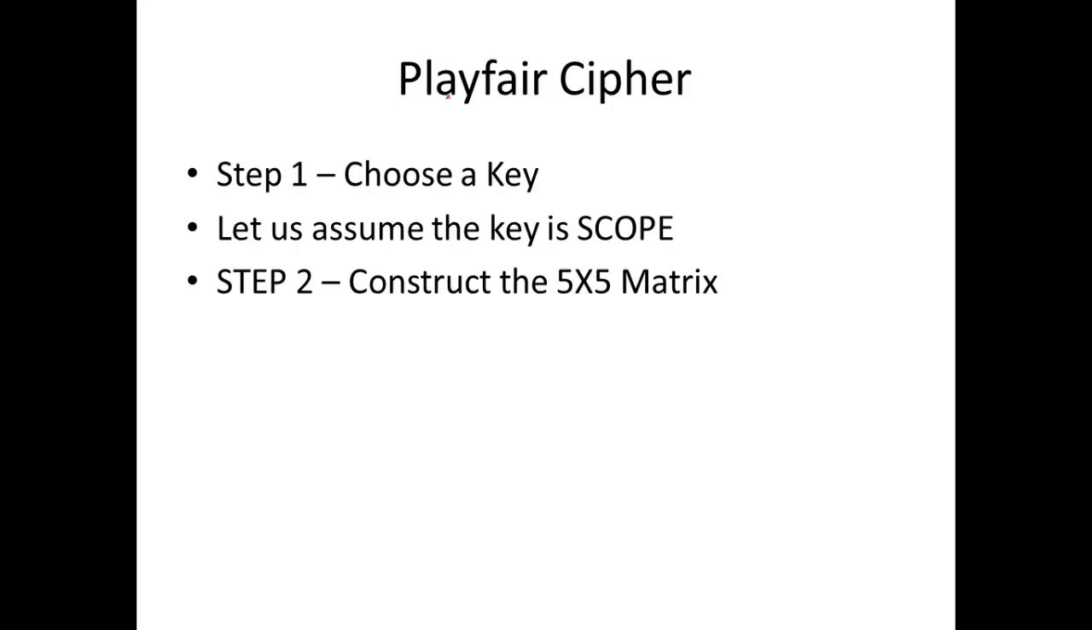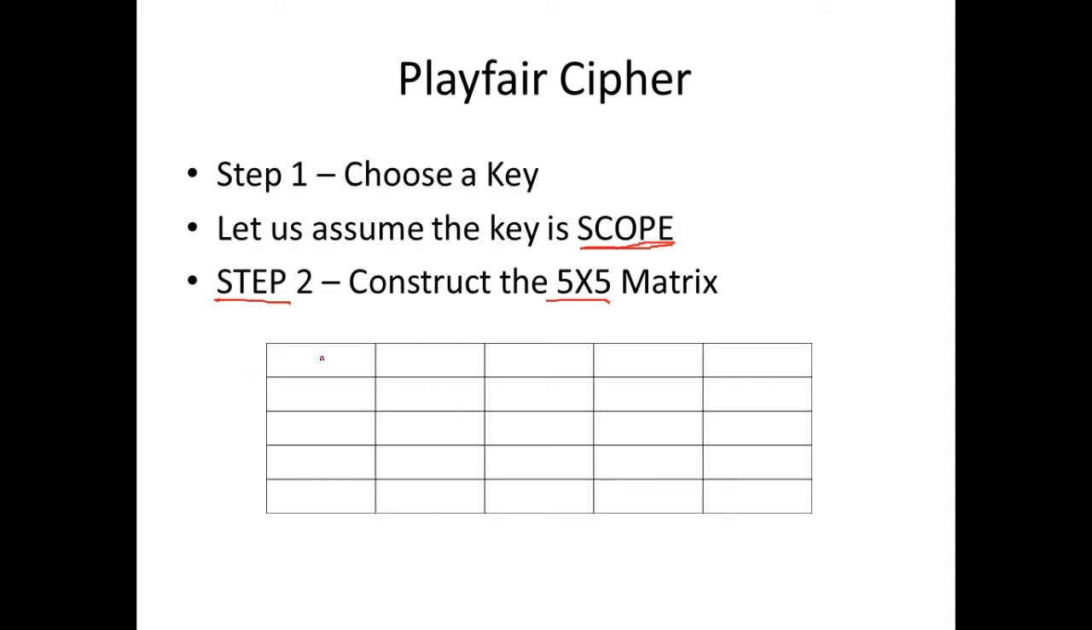The very first step in Playfair cipher is to choose a key. A key can be anything. Say here we are choosing the key as SCOPE, the department name. So we choose this string as the key, and after that, in step 2, we have to construct the 5 cross 5 matrix. So this is a 5 by 5 matrix, and at the very start of this matrix we enter our key, SCOPE.